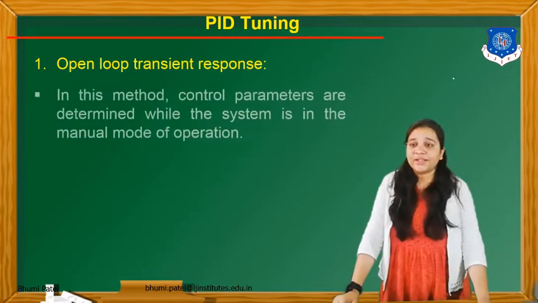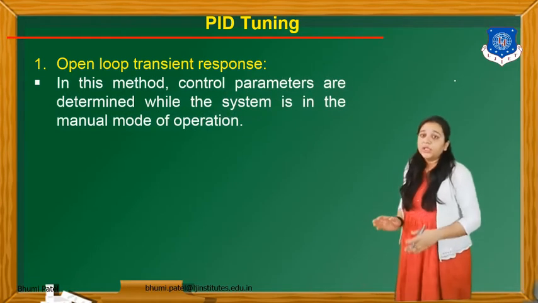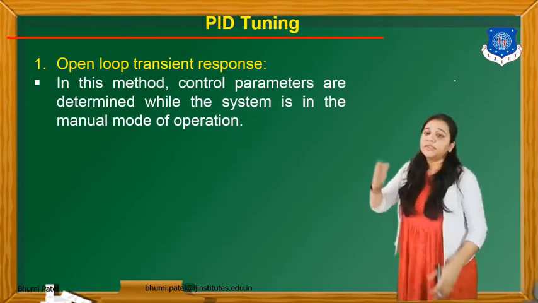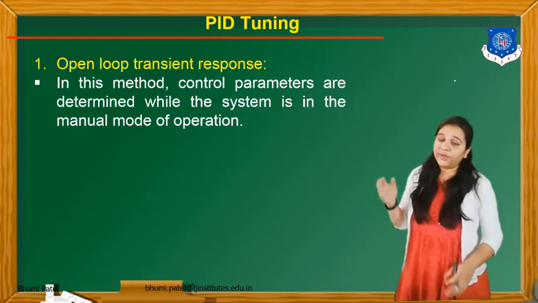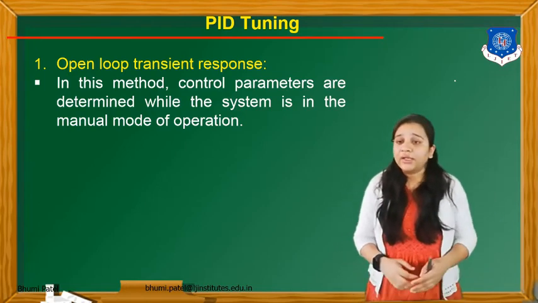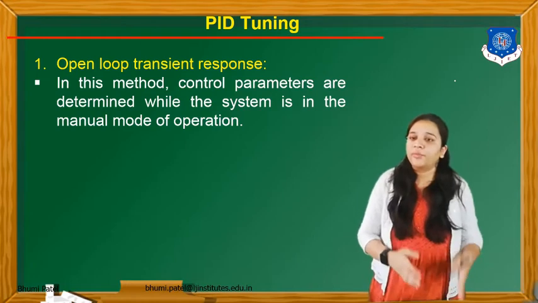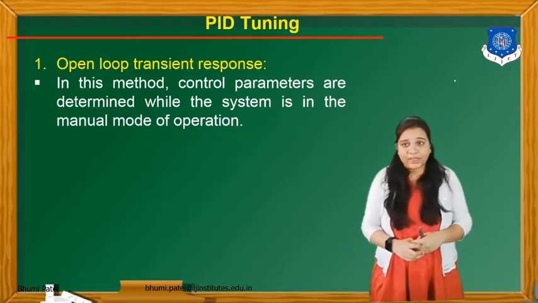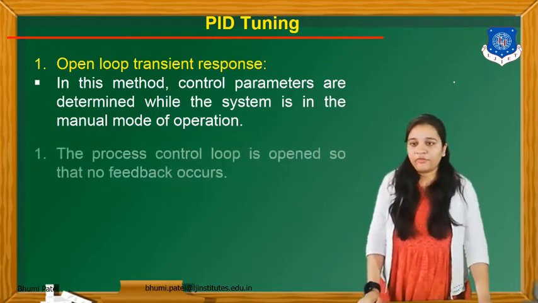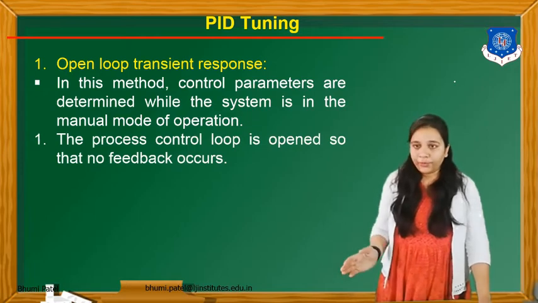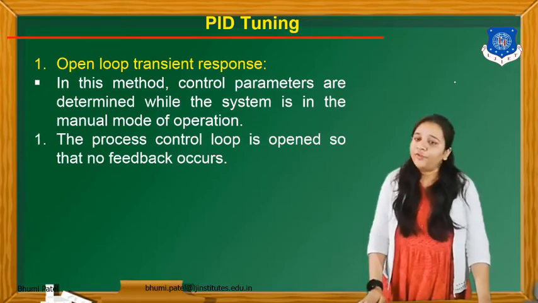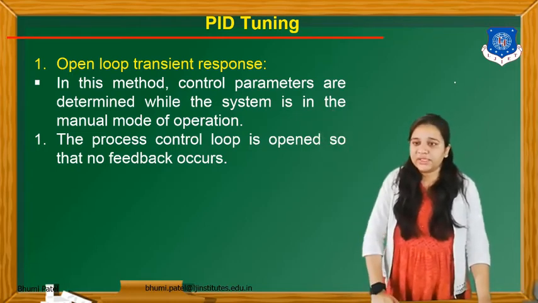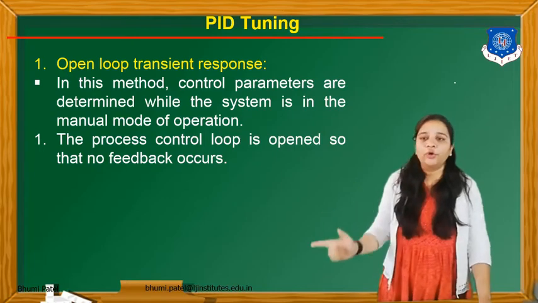What is the open loop transient response? In this method, the control parameters are determined while the system is in the manual mode of operation. The system generally has manual mode operation and automatic mode of operation. So the open loop transient response will control the parameter while the system is in manual mode of operation. The process control loop is open, so there is no feedback, because here we will discuss the open loop system. Okay, so we will deal with the no feedback system.